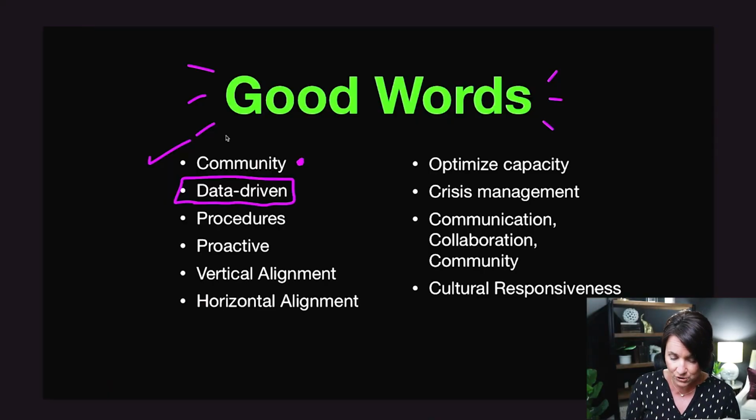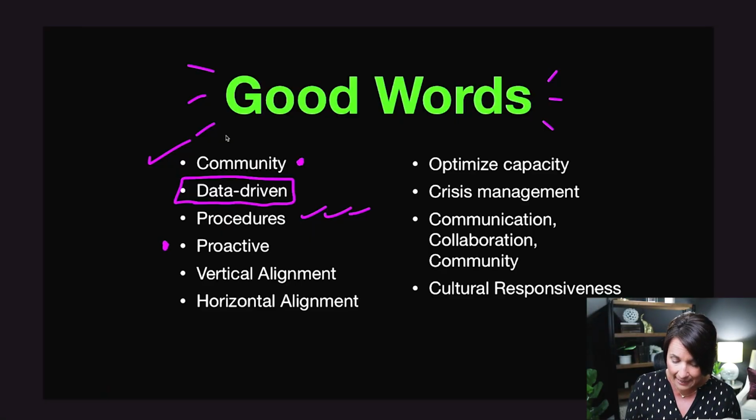Of course, procedures. Just like they're important in the classroom, just like they're important at the school level, they're important at the district level, and they need to be communicated properly, and people need to be trained properly. So procedures are always going to be on the good side of the answer choices.